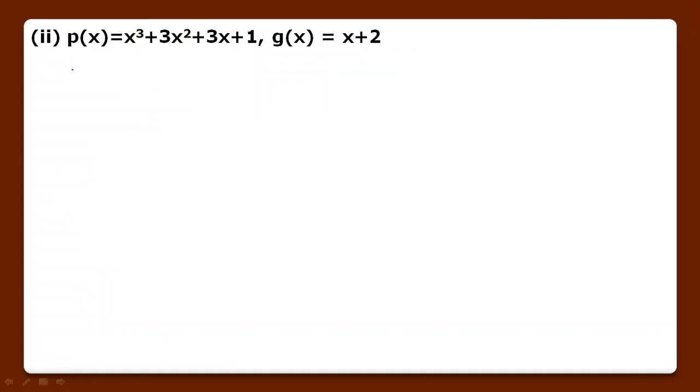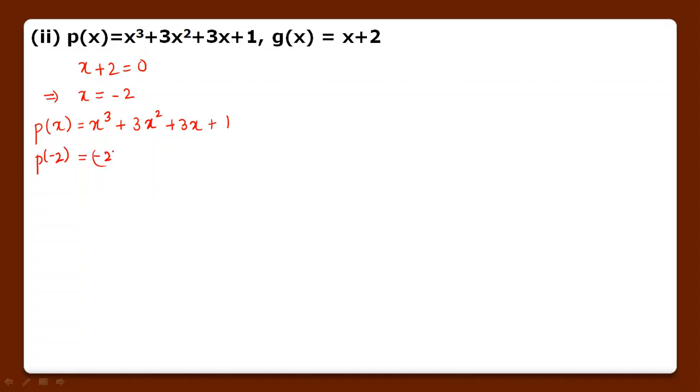Gx here is x plus 2. So we'll put x plus 2 equals to 0. In this way we'll get the value of x which is -2. In this part we are given polynomial equals to x cube plus 3x square plus 3x plus 1. अब हम x की जगह -2 put करेंगे. -2 cube plus 3 into -2 square plus 3 into -2 plus 1.